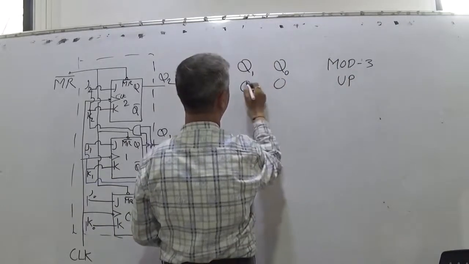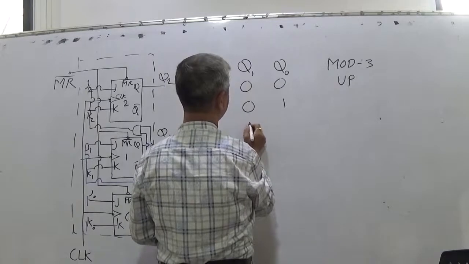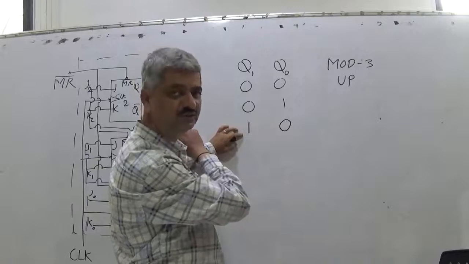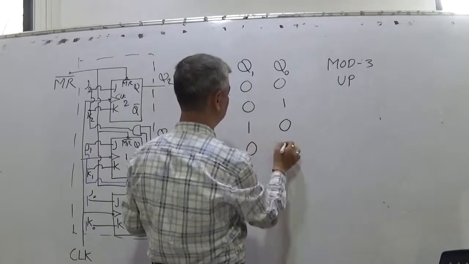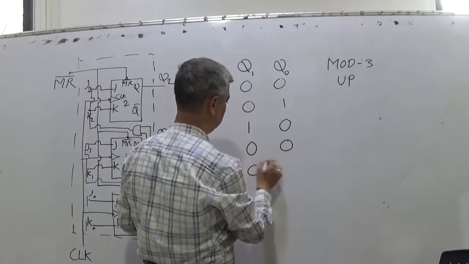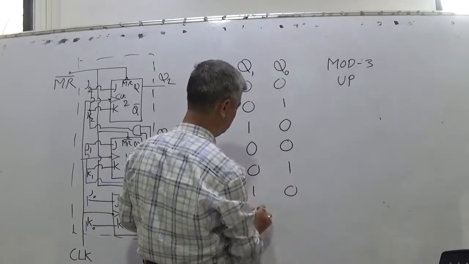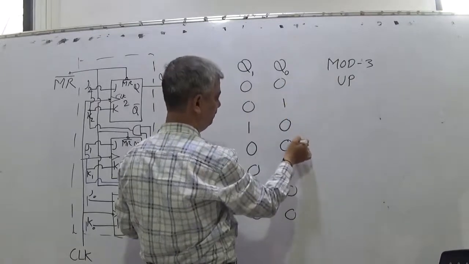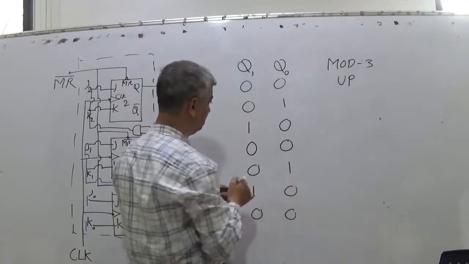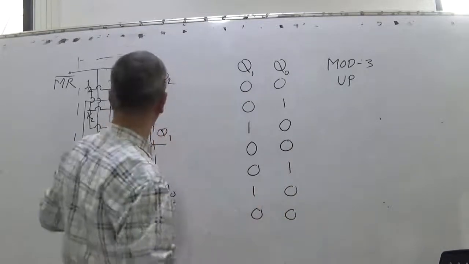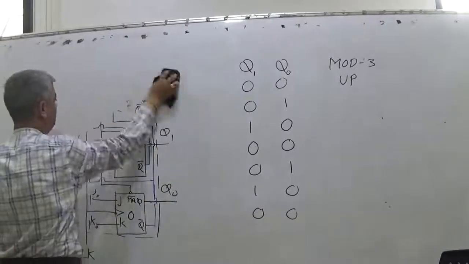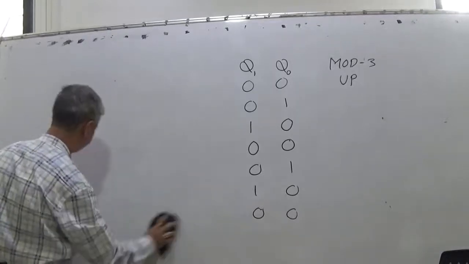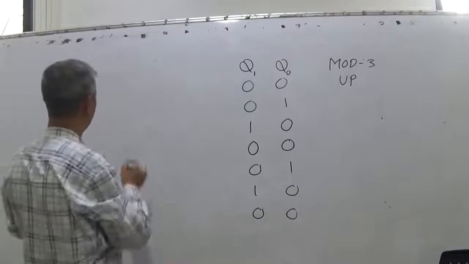00, the next state is 01, the next state is 10, and then the counter is over. The next state is 00, then 01 and so on. It should count in this way: 00, 01, 10, 00, 01, 10. Now it has 2 bits, so we will be needing 2 flip-flops. So using 2 flip-flops we design the counter.